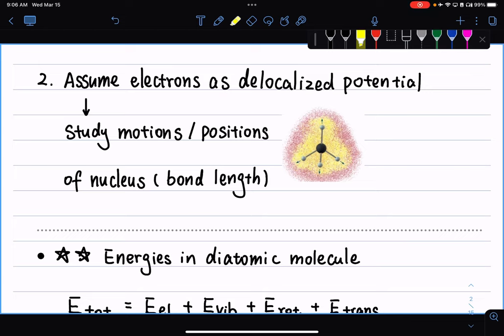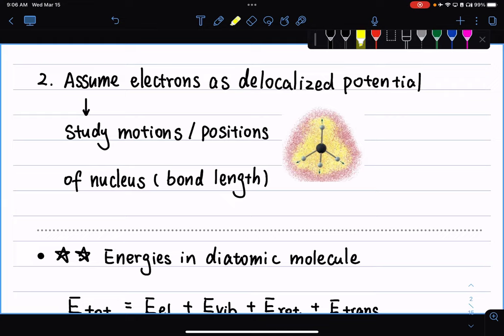So again, what that means is, from the perspective of the nuclei, the electron movement is so fast that they don't see electrons as individual particles. Rather, from the nuclei perspective, they feel the electron as a delocalized potential, or delocalized electron density, if you like.